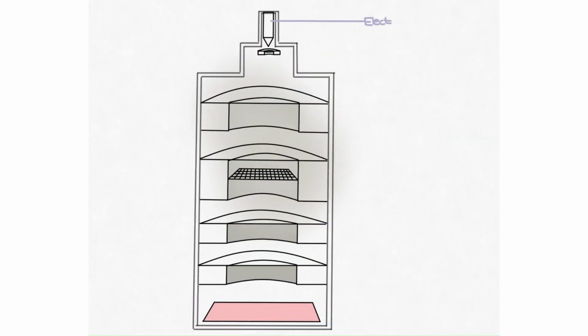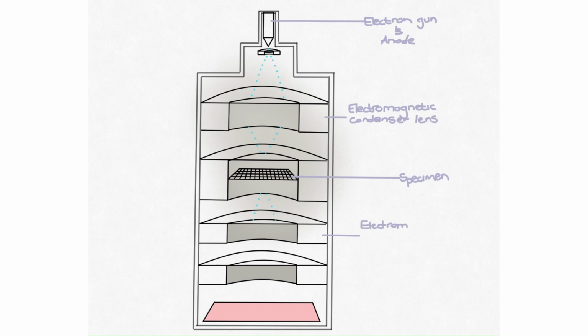At the top of the electron microscope is an electron gun and anode. The electron beam will move downwards through the electromagnetic condenser lens that will focus the beam of electrons onto the specimen that is placed on top of a grid. An electromagnetic projector lens will then produce an image that will then be focused and magnified by other electromagnetic objective lenses. The final image will be produced by a screen or photographic plate.